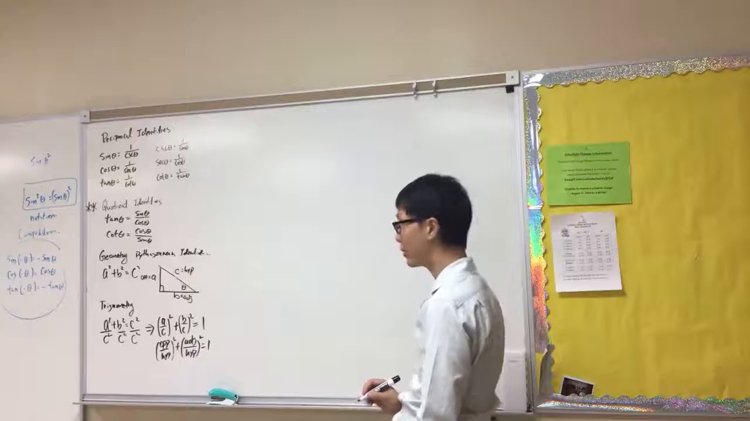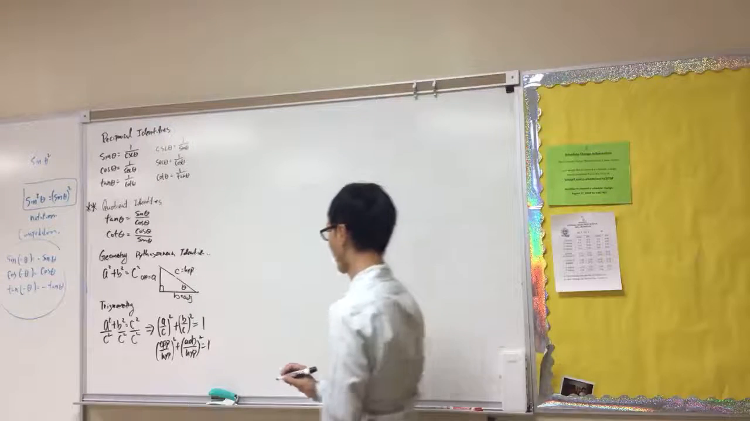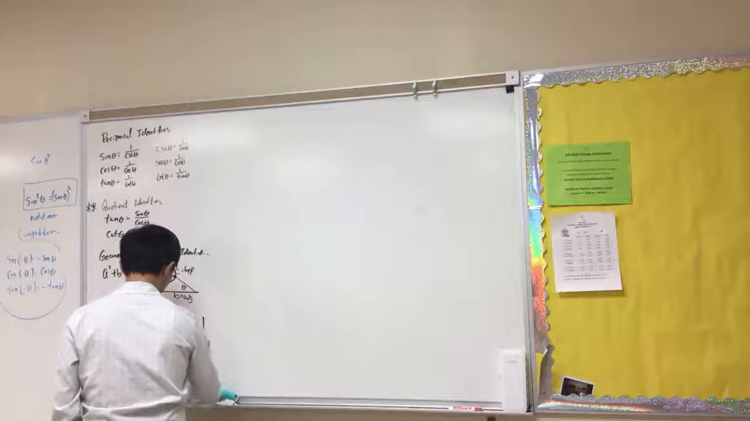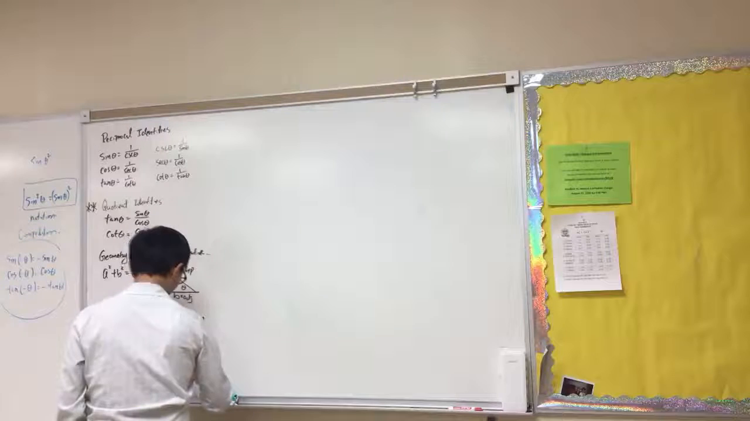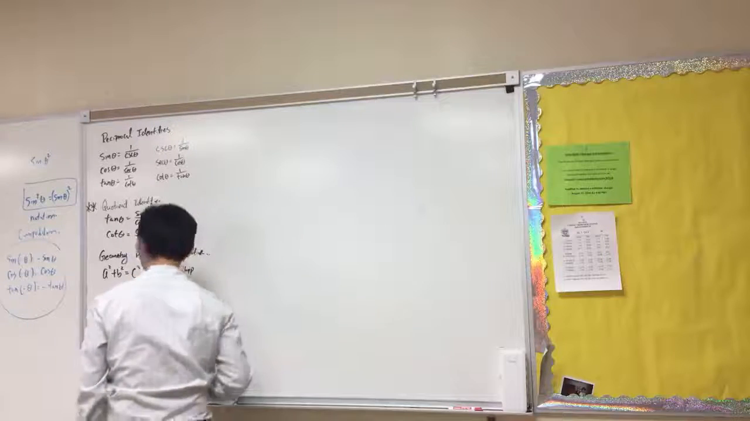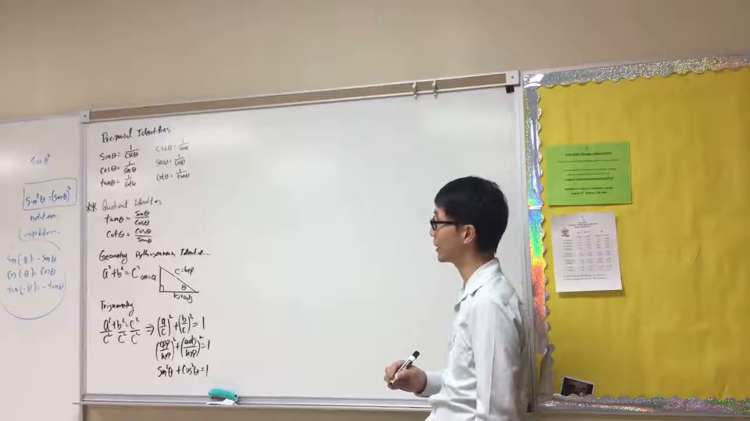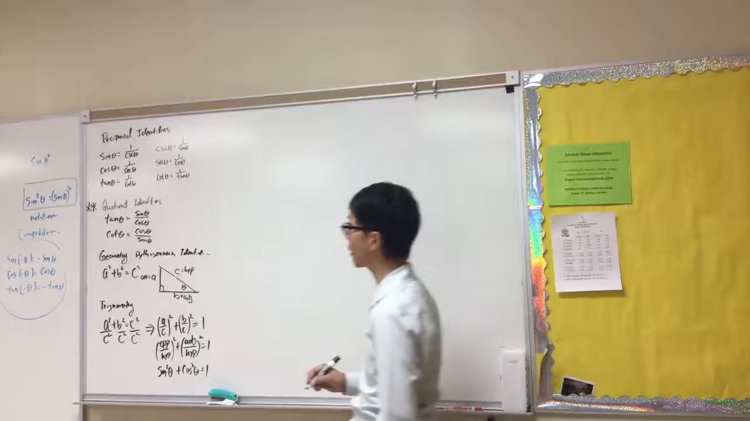And what's opposite over hypotenuse? Sine squared theta. That's it. You just proved one of the trigonometry identities. Now, for us, a notation on the side.